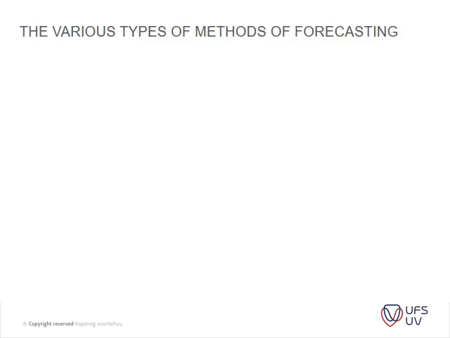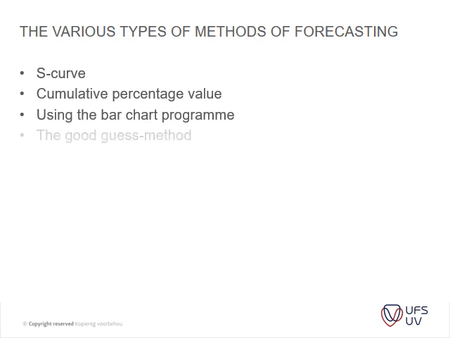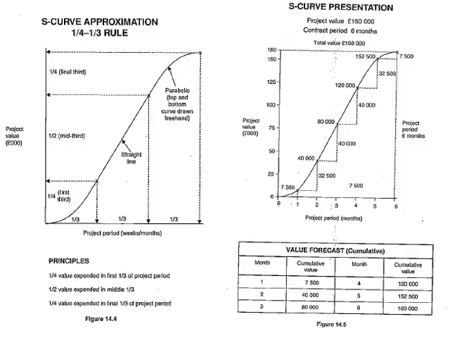Okay, the various methods of forecasting are the S-curve, the cumulative percentage, using the bar chart program, and the good guess method. We usually use the bar chart program because that's the most accurate and most scientific way of actually doing it. But sometimes you don't have the time to do that, so then you will sometimes use the S-curve, and the S-curve is very easy. You've got a quarter, half and quarter rule.